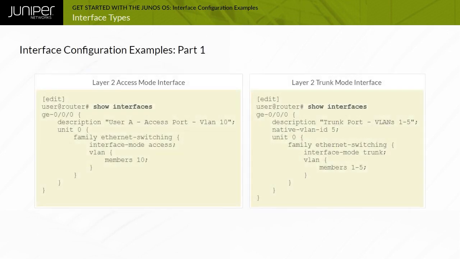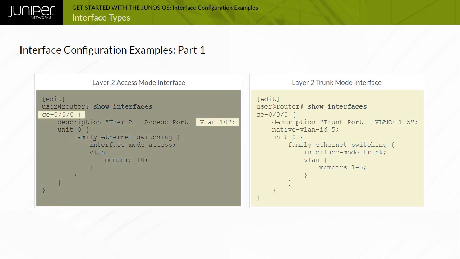Here are two configuration examples. The first configuration example displays a Layer 2 Access Mode Ethernet interface. Access Mode interfaces are used when the port is being used as a Layer 2 port, and the connected device belongs to a single VLAN. In this example, GE0/0/0 is part of VLAN 10.